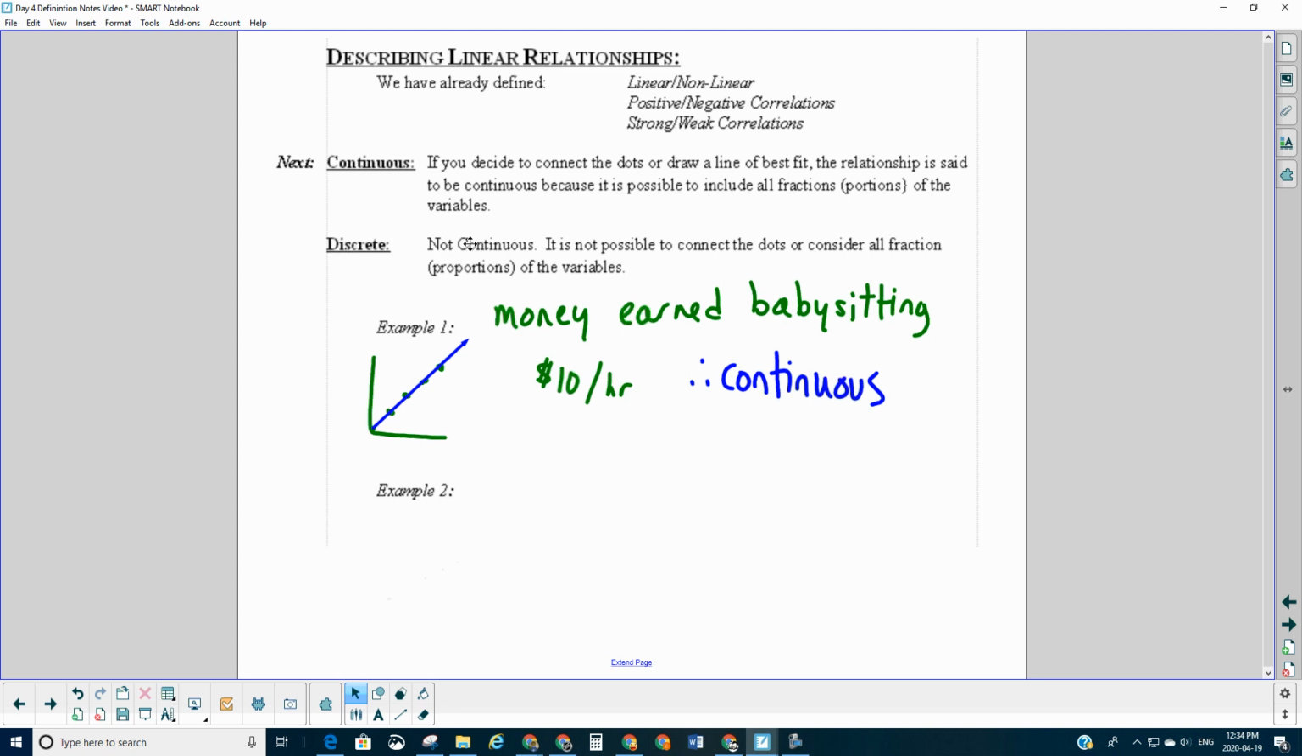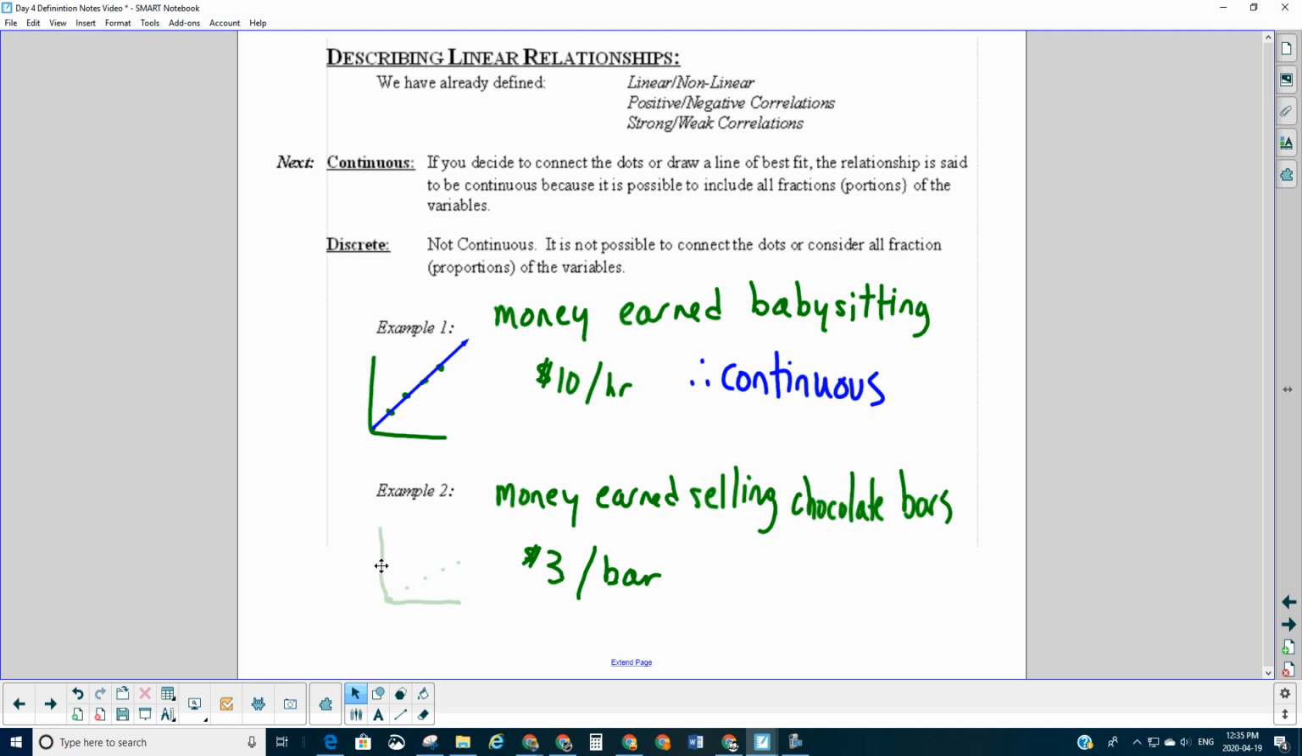So let's look at an example that might be opposite. So still about earning money, except this time you're selling chocolate bars. Okay, so let's say it's $3 a bar. You're selling them for a fundraiser. Your graph is going to look very similar. It's going to go up and up and up, in a straight line, just like this one did. But here you're making zero, and then $3 for one, and then $6 for two, and $9 for three chocolate bars, and so forth.